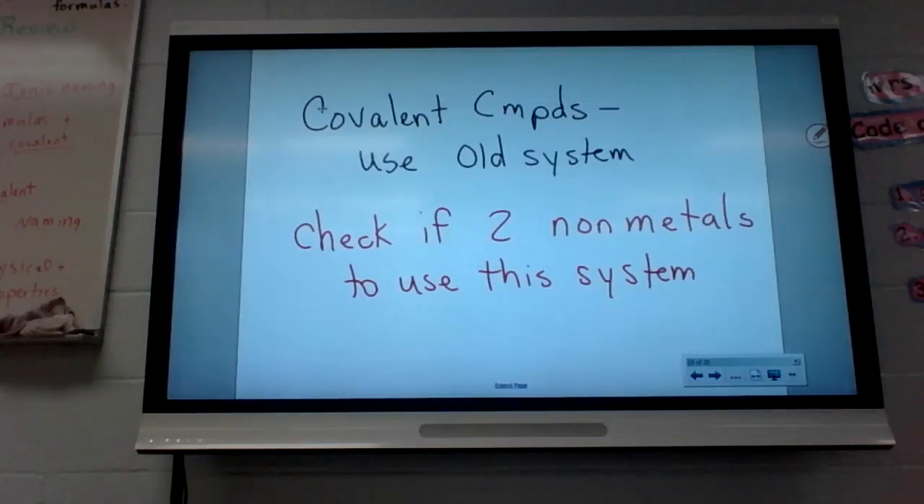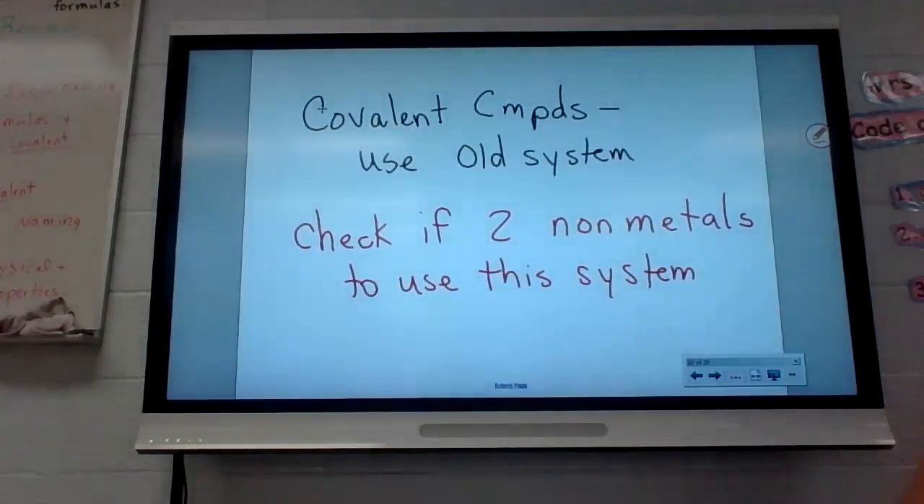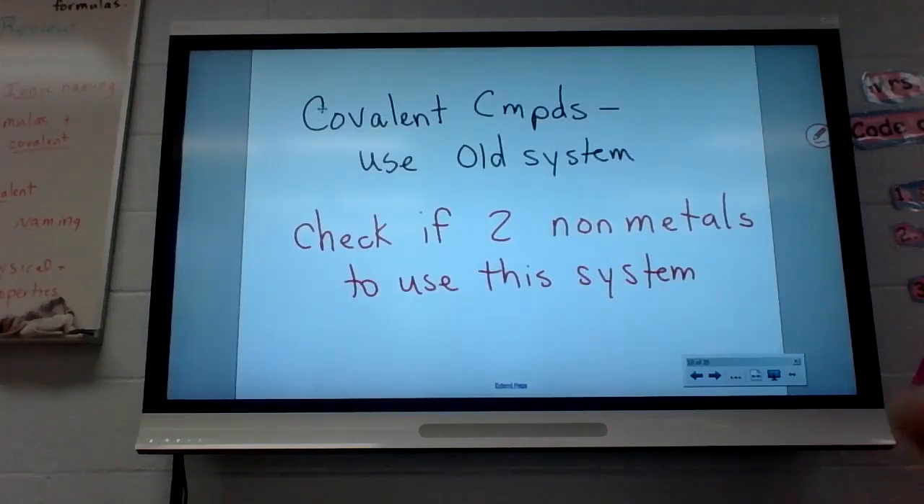Now, the thing that happens after I do this is everybody starts using these prefixes, because the old system is the prefix system, and they start slapping in these prefixes everywhere. Mono, di, tri, see a 3, and suddenly there's a tri in the name. You can only use these prefixes if you have what? 2 non-metals. If you don't have 2 non-metals, we cannot use these prefixes.